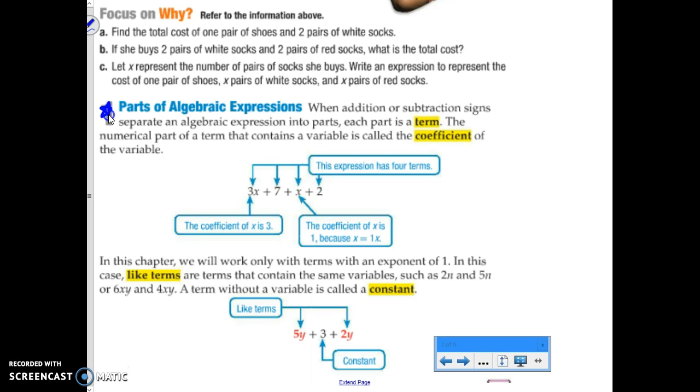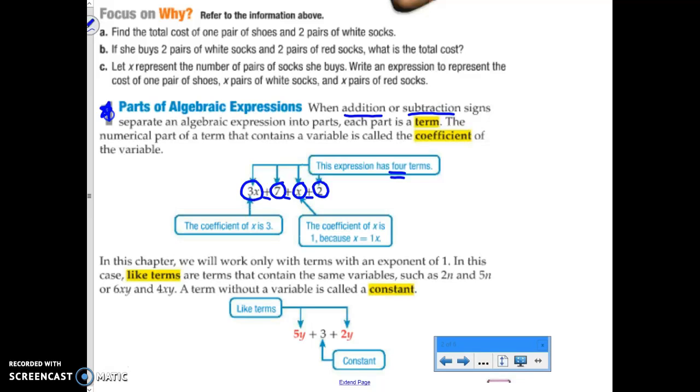It says when addition or subtraction signs separate an algebraic expression into parts, each part is a term. Remember, that's when addition or subtraction signs are separating those different parts of the algebraic expression. It says the numerical part of a term that contains a variable is called the coefficient of the variable. So let's start with the terms that we have. You can see we've got 3 addition signs here, and those addition signs are separating these 4 parts of this algebraic expression.